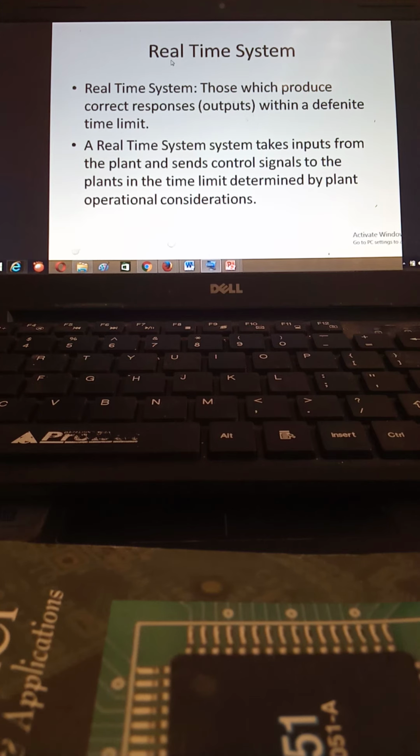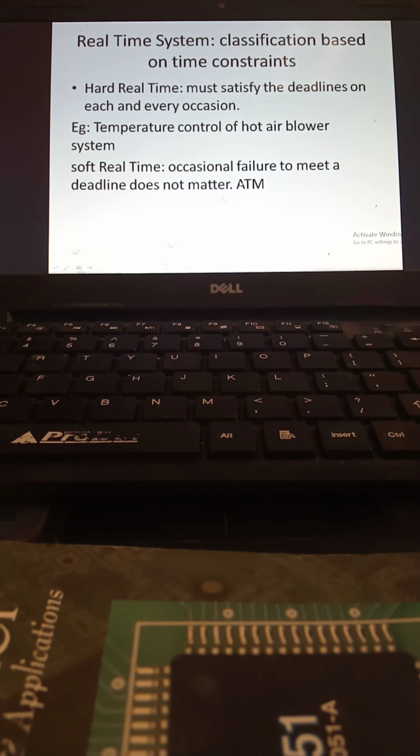So let us define once again. A real-time system is the system which produces correct responses within a definite time limit which is determined by plant operational considerations. Usually it takes inputs from the plant and sends control signals to the plant within that time limit. Usually almost all the systems will have some control, either open loop or closed loop. So this is a real-time system.